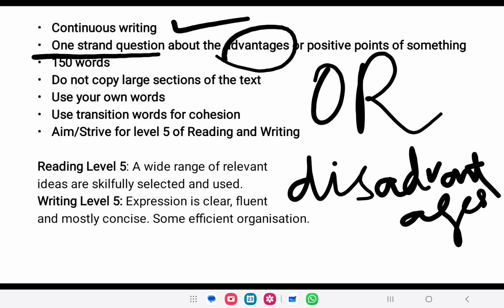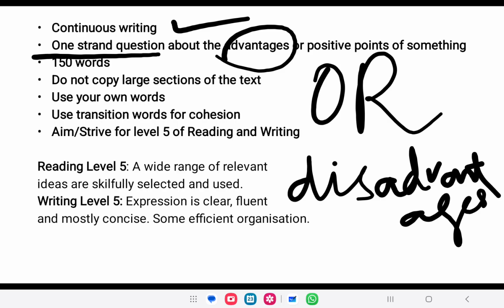So the focus is easy this time, because this is one strand. You know, I'm writing about the advantages of something, or I'm writing about the disadvantages of something. One thing only. So one strand. Most of the time, in all the papers that I have seen, or the syllabus that I have studied, this is going to be a one strand summary. It is either advantages or disadvantages.